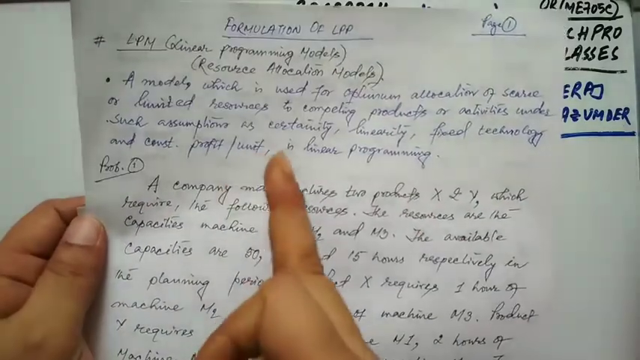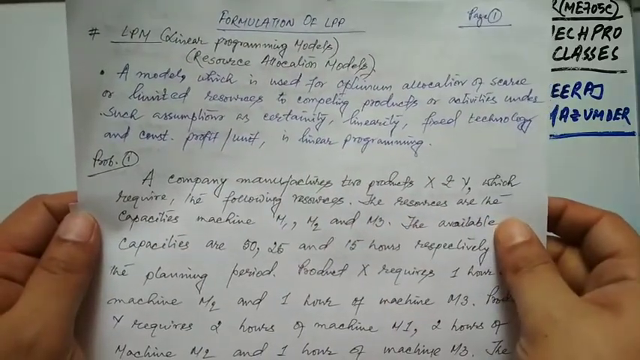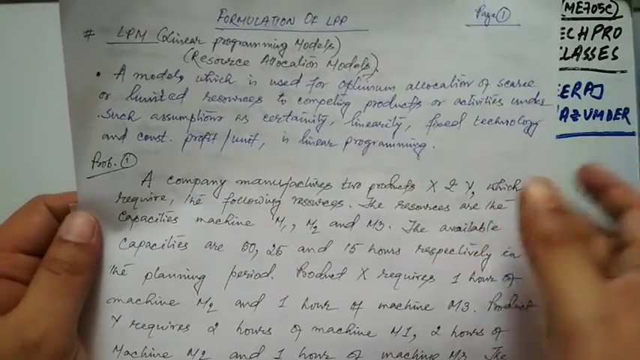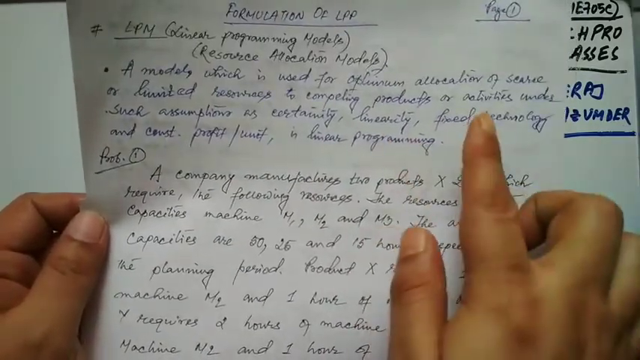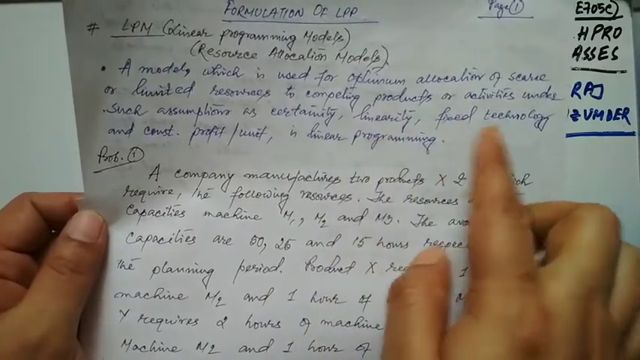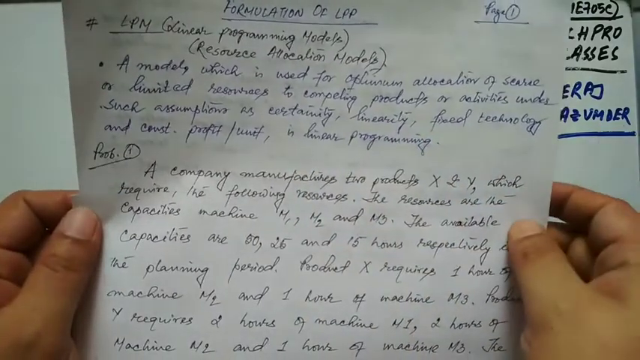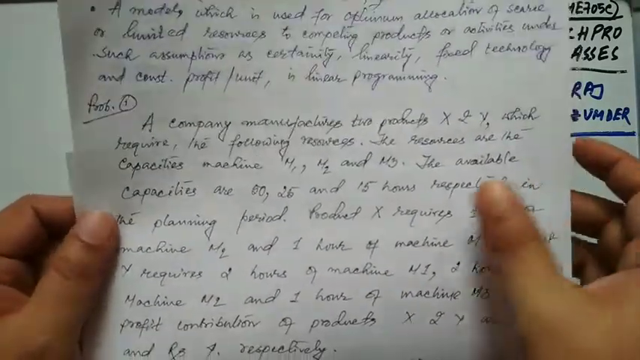It says a model which is used for optimum allocation of scarce or limited, okay, scarce means limited, not having enough, resources to competing products or activities under assumptions of certainty, linearity, fixed technology, and constant profit per unit is known as linear programming. Okay, now let us come to the LPP problem.